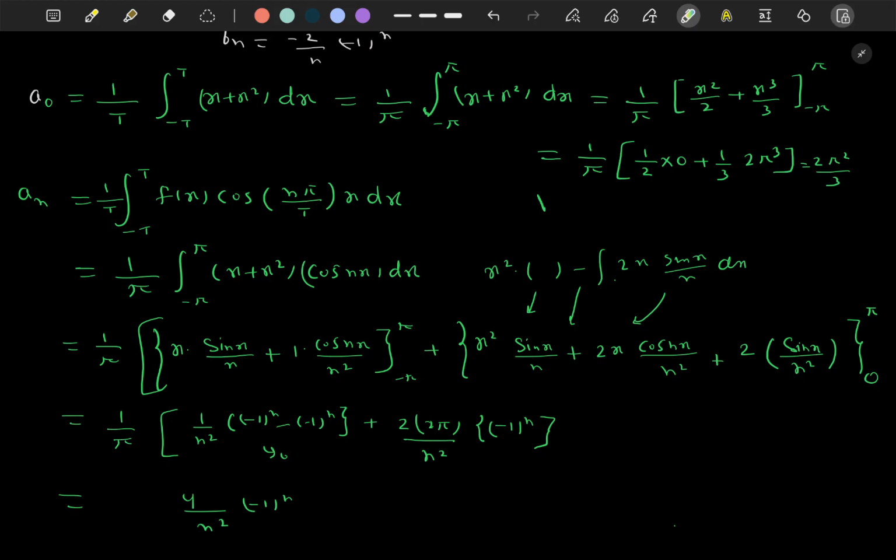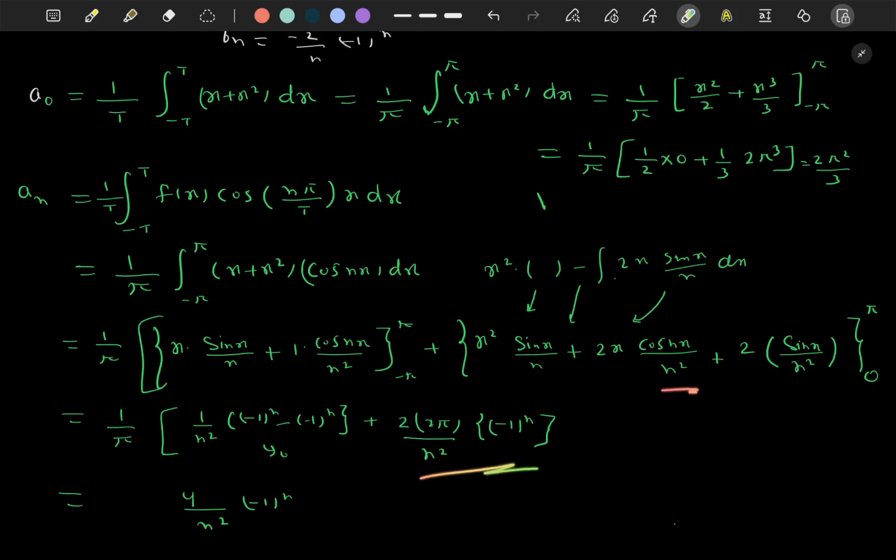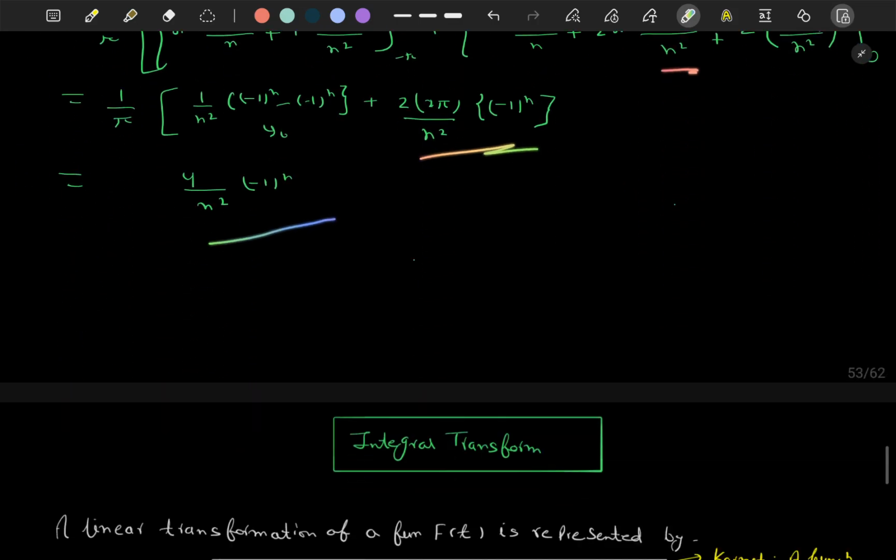and cos nπ (-1) की पावर n and minus cos 0 minus 1 by n square, so we are left with this 4 by n square (-1) raised to the power n.